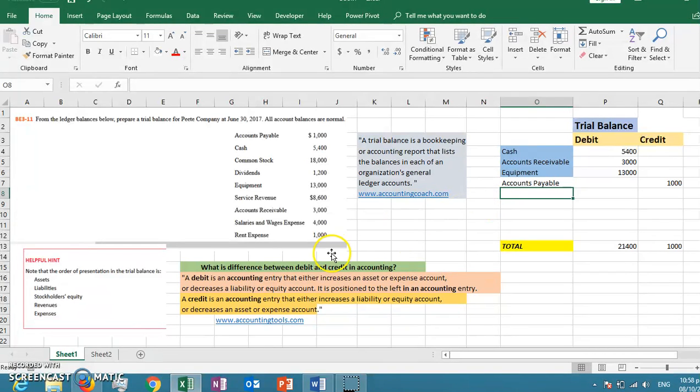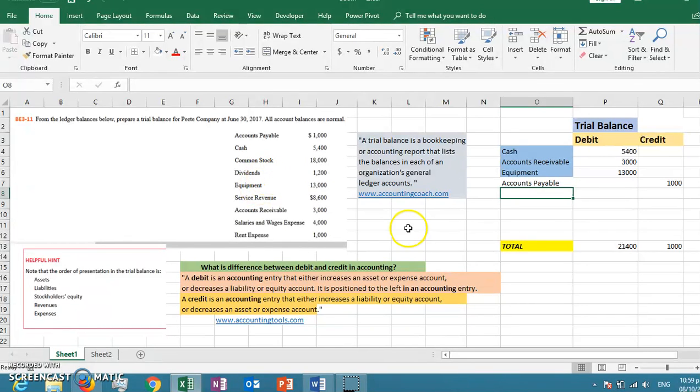Then we see we have another liability. I don't see the other liability right now, so I'm just going to go to the next one, which is stockholders' equity. Okay.